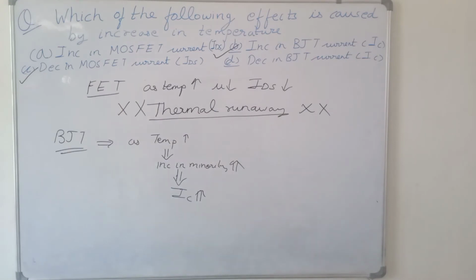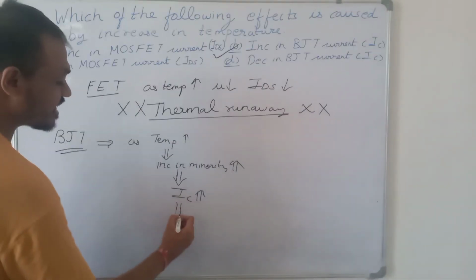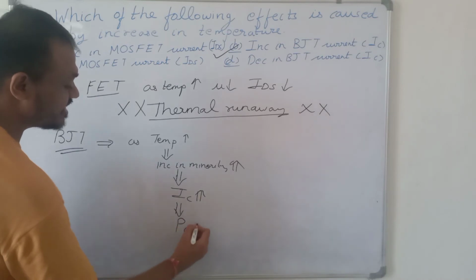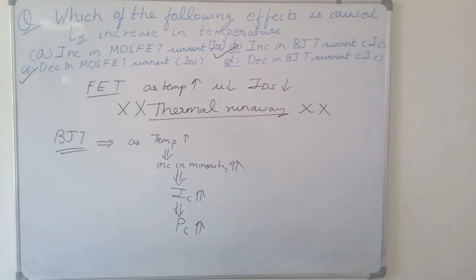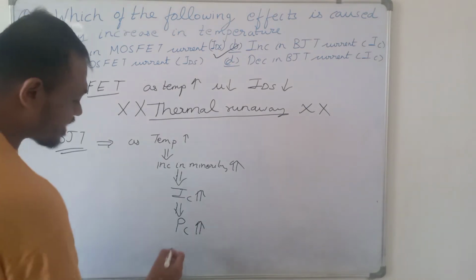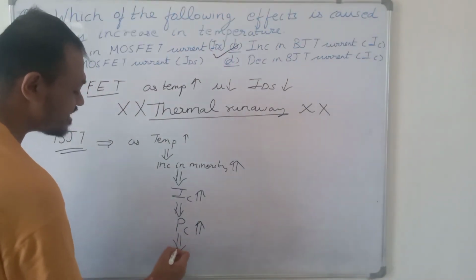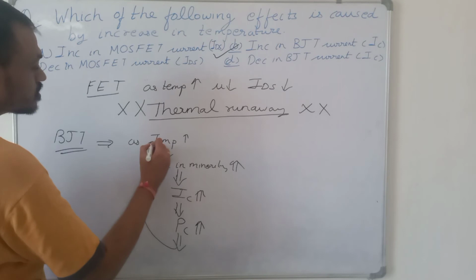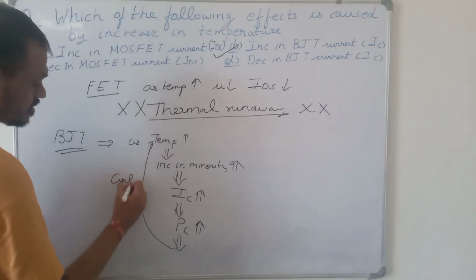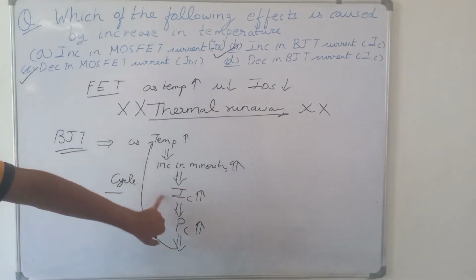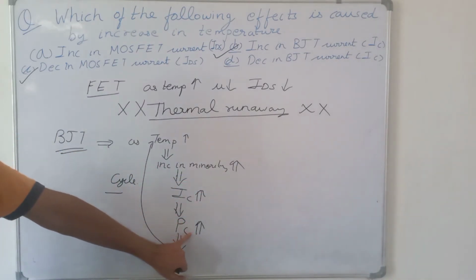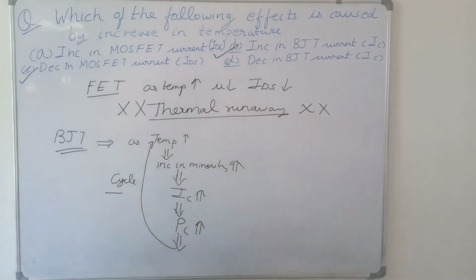As the collector current increases, the power dissipation across the collector junction increases. So if the power dissipation across collector is increasing, obviously the temperature will increase. So this forms a cycle. Temperature increases, the number of minority carriers increases, the collector current increases, the power dissipation across collector junction increases. So this again increases the temperature.